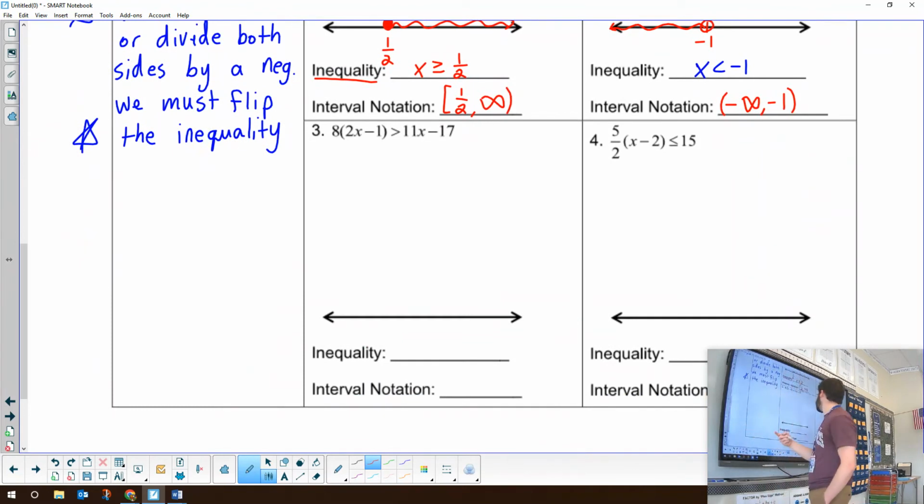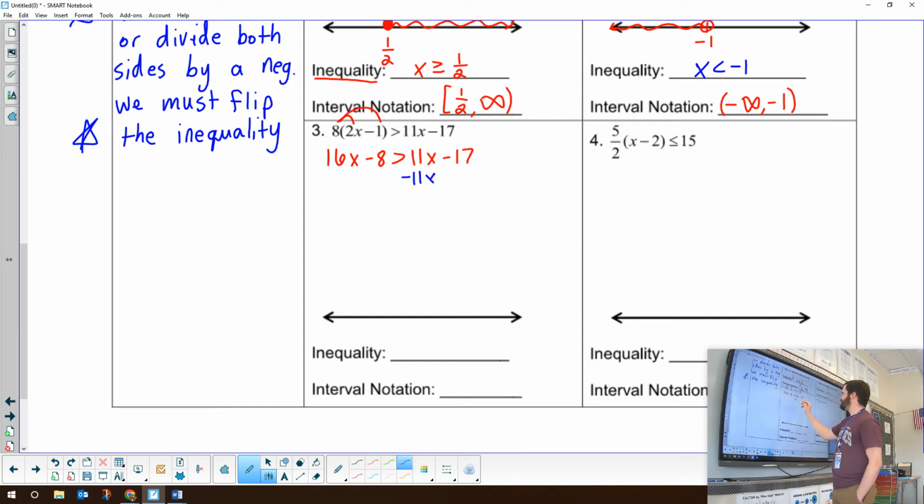All right, let's take a look at number 3. So number 3, once again, I'm just going to solve for x. And to solve for this, I'm first going to distribute that 8. So I'm going to have 16x minus 8 is greater than 11x minus 17. And once again, I want to go ahead and move my x's to this side. So I'm going to subtract 11x from both sides, and I'm going to get 5x minus 8 is greater than -17. Then I'm going to add 8 to both sides, and we're going to get 5x is greater than -9.